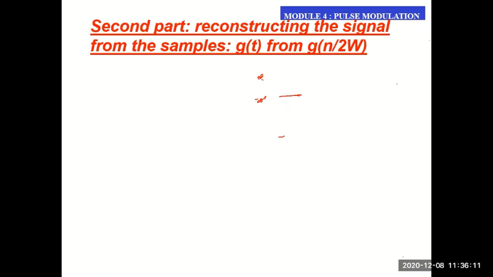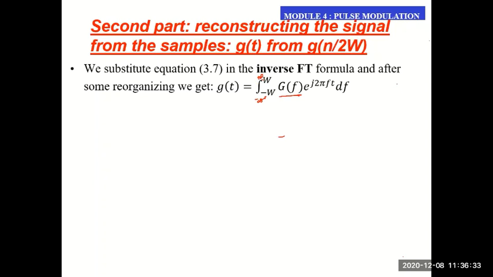Let's get back to the second part, that is reconstructing the signal given the samples. We have the samples g of n by 2w. From that, we have to get back the signal g of t. So this is at the receiver end. And let's see how we can do this.